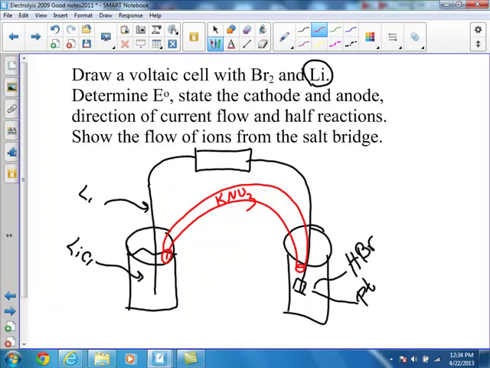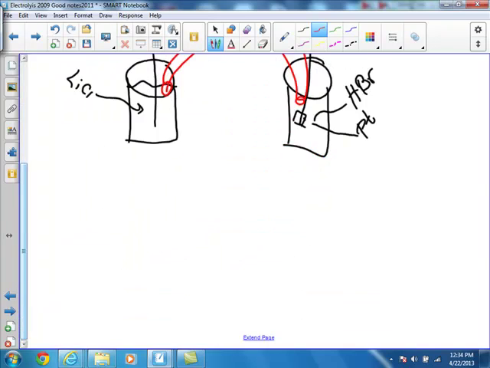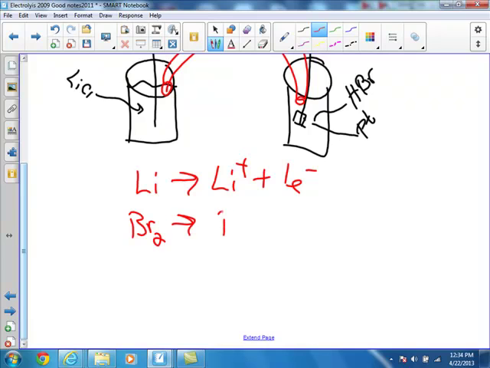So that's our picture, okay? Now, in order to figure out the rest of this, E cell and all that, we need to write some half reactions. So Li goes to Li+ plus 1 electron, and Br2 goes to Br minus. But how is it going to do that? You have to add 2 electrons to do that. So you multiply the top by 2.